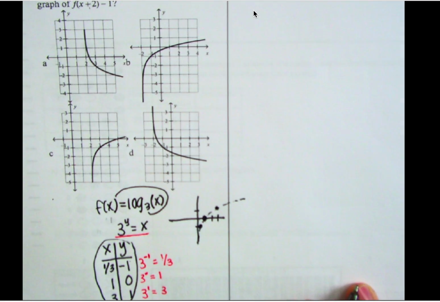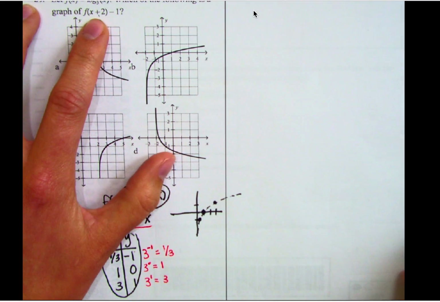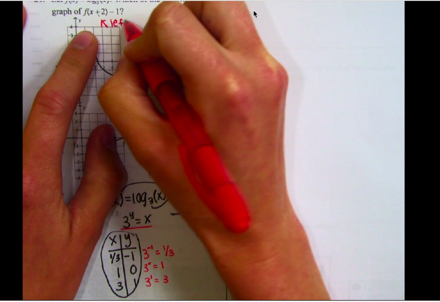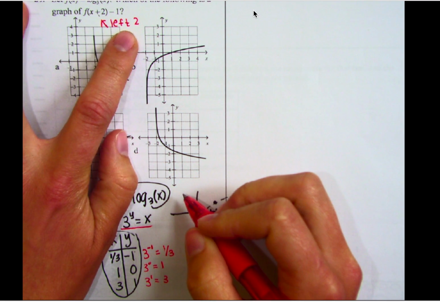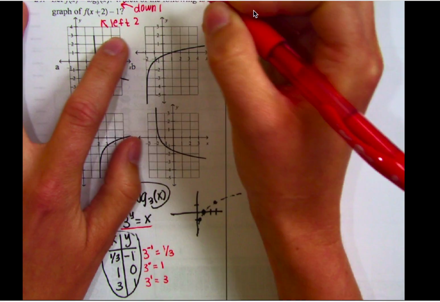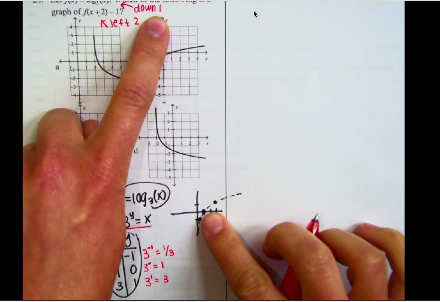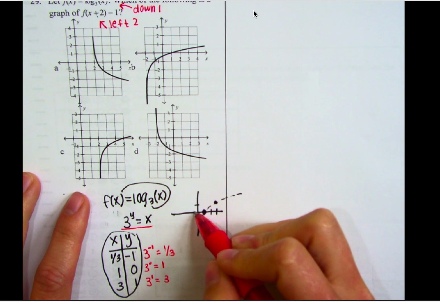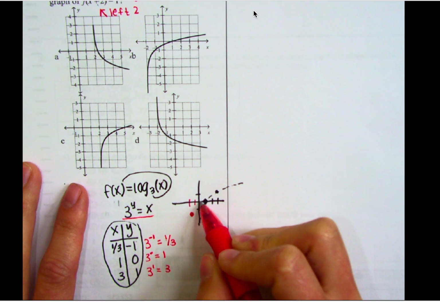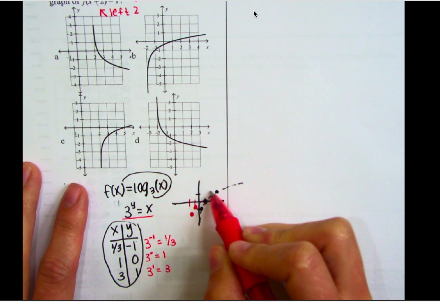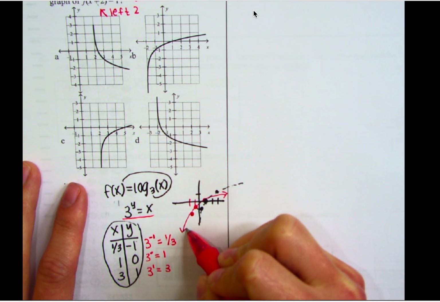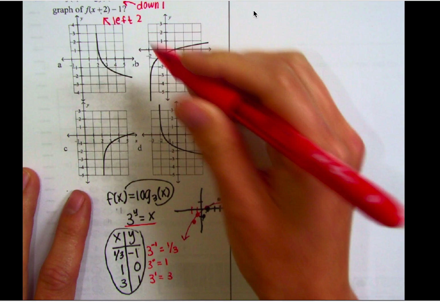But they do want us to graph this shift. So this plus 2 is telling us to take log base 3 of x and shift it left 2. Remember, the positive 2 actually means to the left. And then this minus 1 means down 1. So we're taking these points and we're shifting them left 2 and down 1. So if I take this one, left 2, down 1 would be somewhere over here. Left 2, down 1 would be about right here. And left 2, down 1 would take us here. So in red, what I just sketched would be what we're looking for, and that's going to be B.